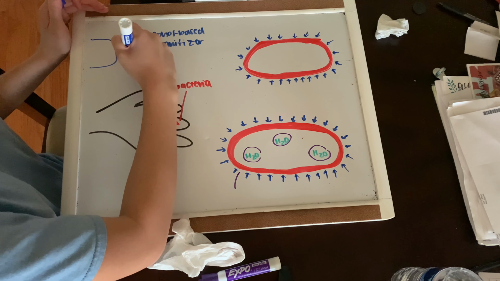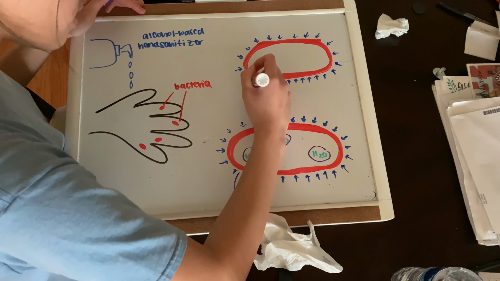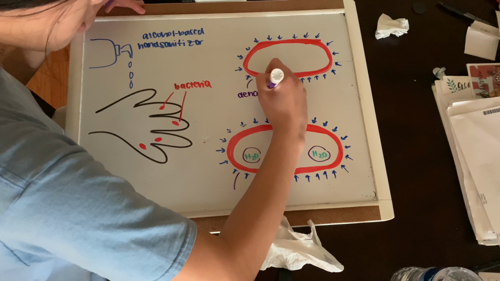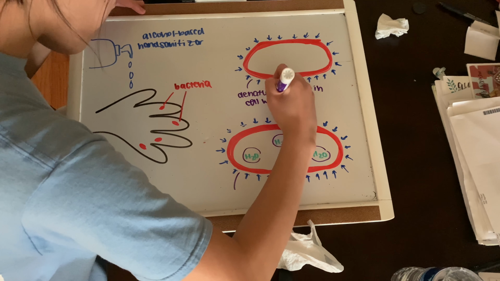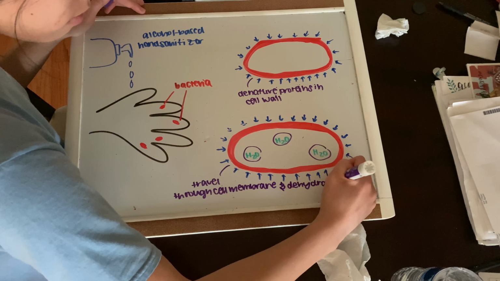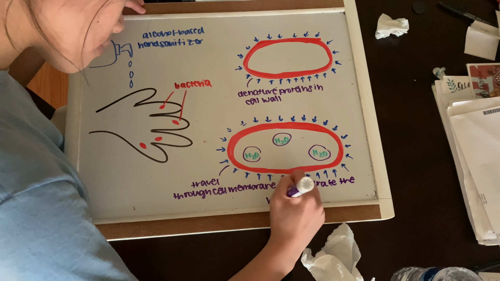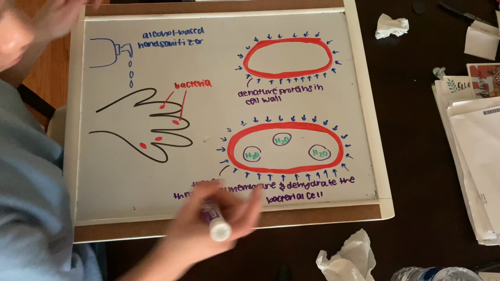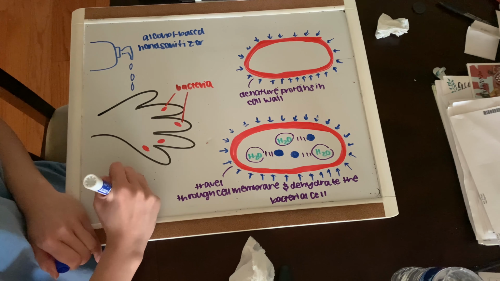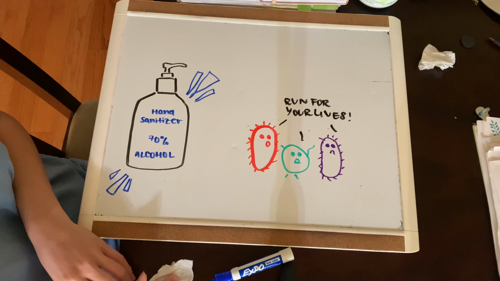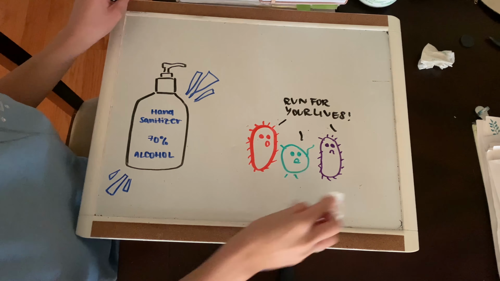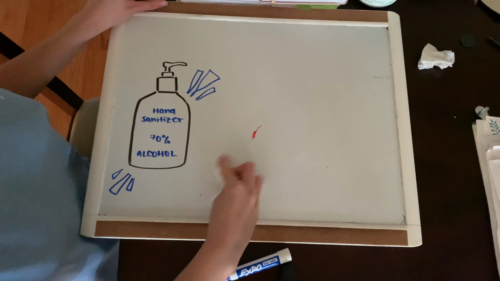So, when hand sanitizer hits your skin, alcohol can either infiltrate the bacterial cell wall, denaturing its proteins and rendering the cell defenseless, or travel through the cell membrane to bond with the many water molecules inside, dehydrating the cell. Bacteria don't stand a chance against the destructive properties of alcohol.